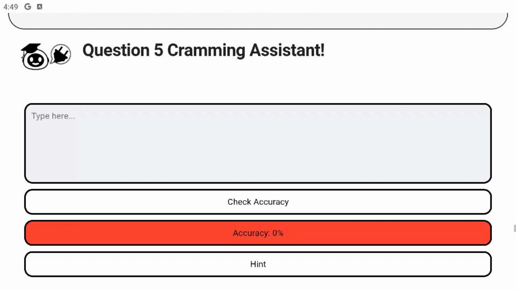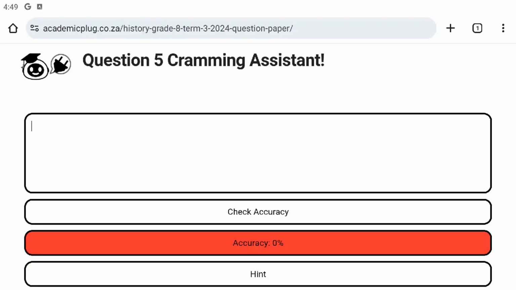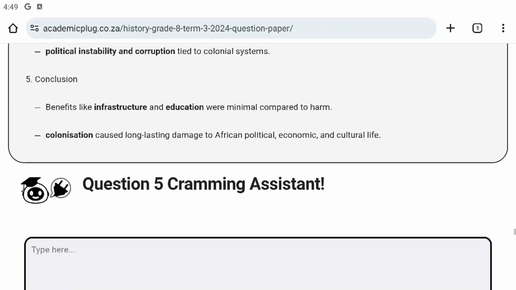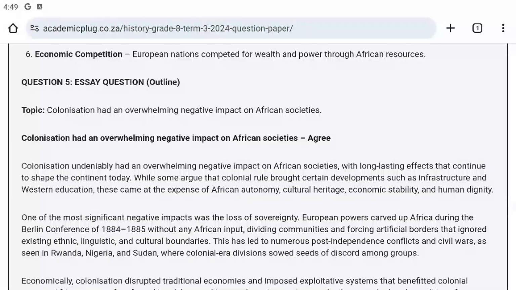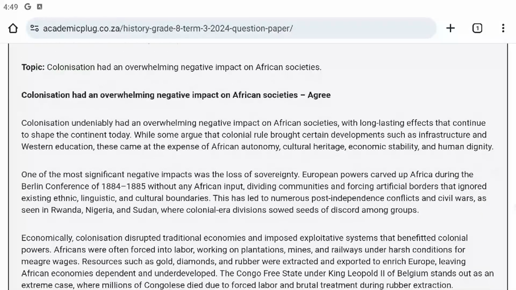So you want to cram that long essay, right? So what do you do? Here's the actual essay. So this is the essay, right? The heading is "Colonization had an overwhelming negative impact on African societies." Agree, right? Then the essay goes on.